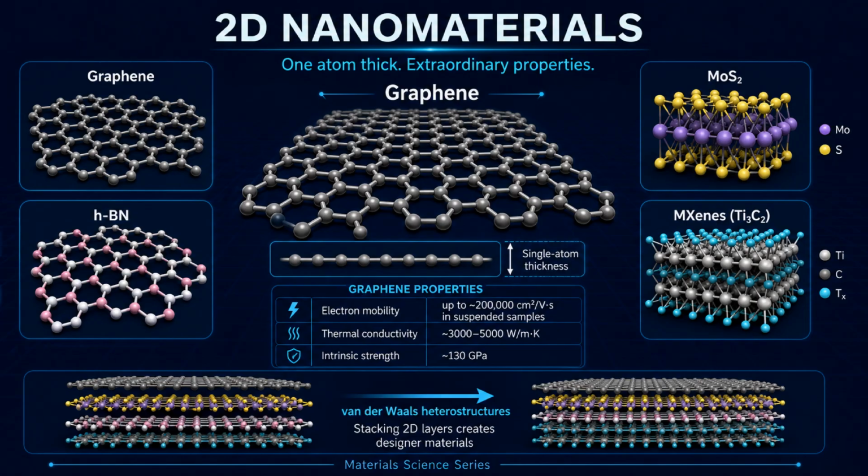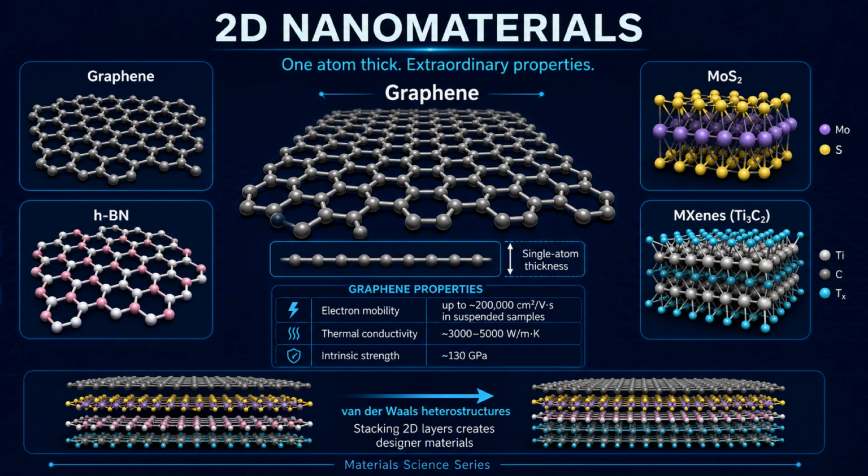Thermal conductivity is reported between roughly 3,000 and 5,000 watts per meter Kelvin, among the highest known. Mechanical strength is 130 gigapascals, stronger than steel by weight. Its isolation in 2004 earned Geim and Novoselov the 2010 Nobel Prize.